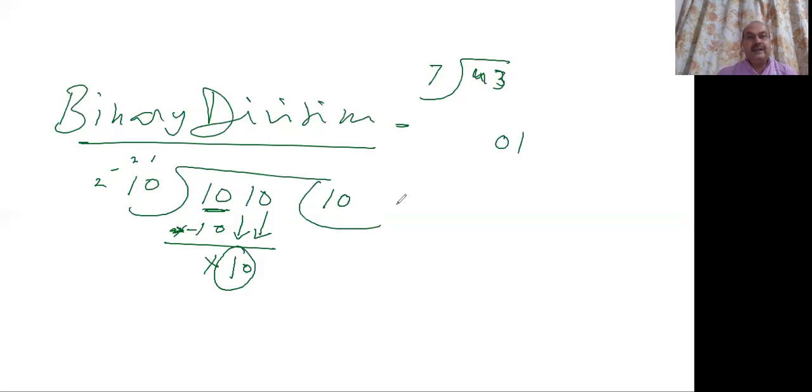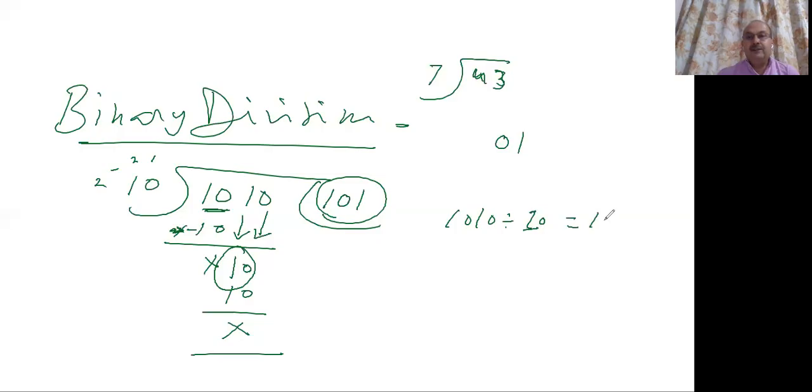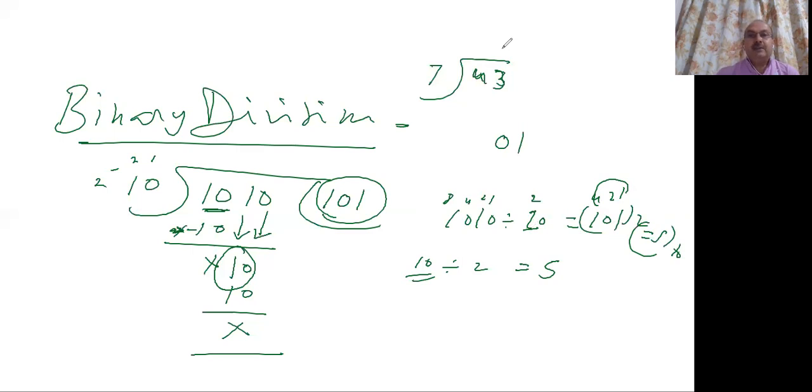And now you see here 1, 1 0. So what is the answer? 101. 1010 divided by 10 equals 101. If you want to check it, 1, 2, 4, 8: 1010 is 10, divided by 2 should be equal to 5. And what is this? 1, 2, 4. Remember the place values? So 4 and 1, 5. Can you see here? This is the binary number.